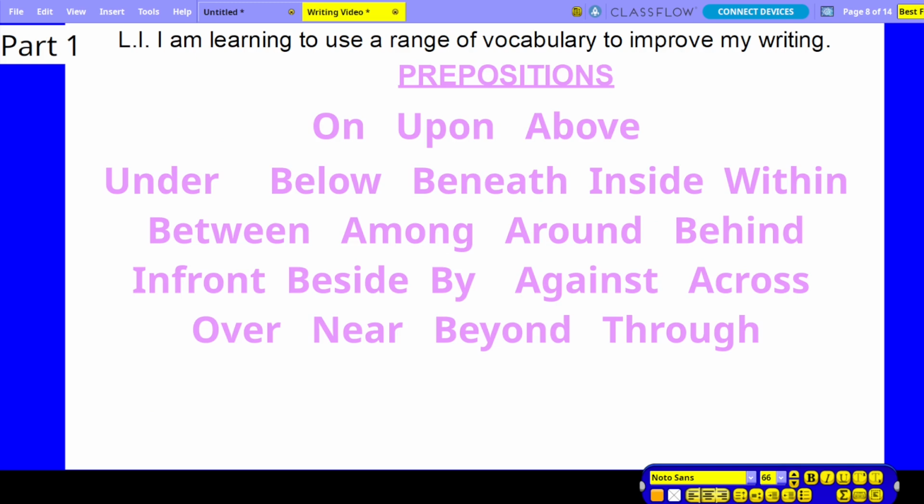And then, last of all, we have prepositions. These just indicate the position of something. So on, under, beneath, beside, among, beyond. All of these are examples of prepositions. And usually you would need a noun to go with them. So, upon the table, beneath the waves, beside the tree, all that sort of stuff. You need another noun to go with them. But those are all examples of prepositions.